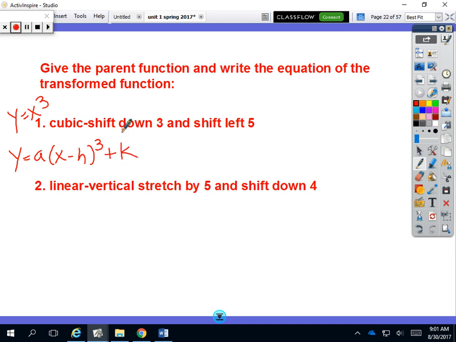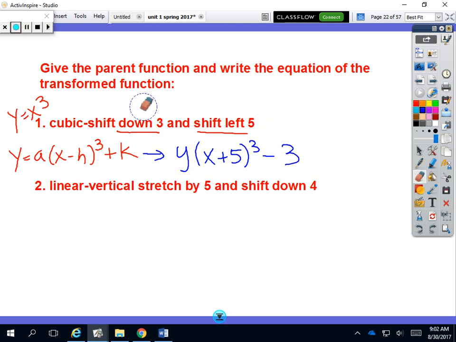Looks like I have a shift down 3 and left 5. So down, remember, is my h. Let's do this in a different color. This is my h and this is my k. So what would I do? Well, I have y. There's no dilations and no reflection, so I don't need an a. A is just 1. But I know I have x, and if it's left 5, that means I'm adding 5. And then if it's down 3, that means I'm subtracting 3. And I had that backwards. Hopefully you caught me. This is k, because it's down, and this is h.